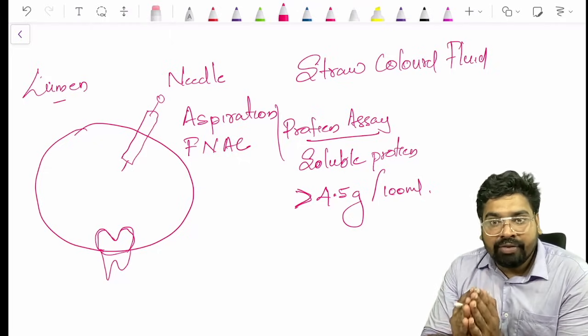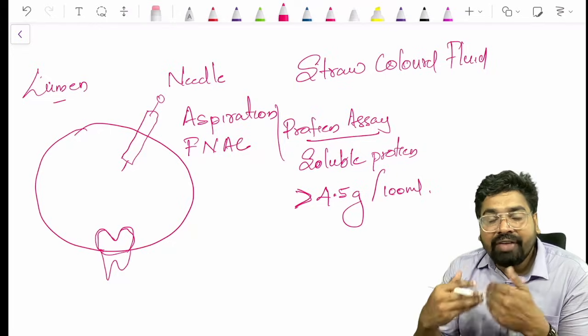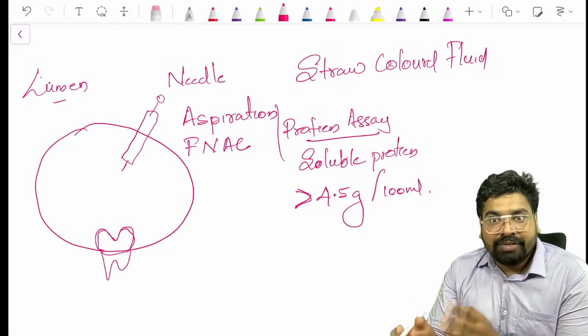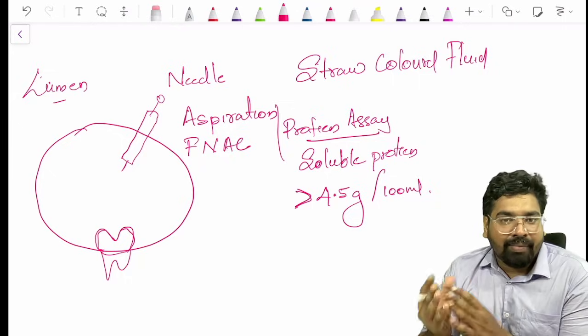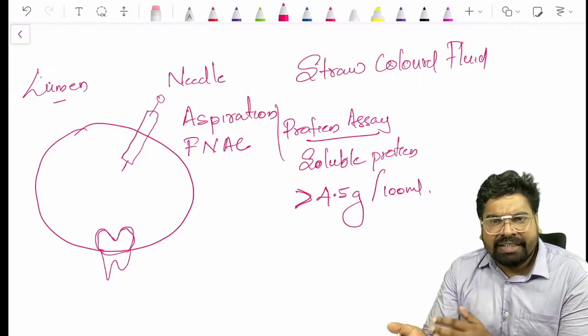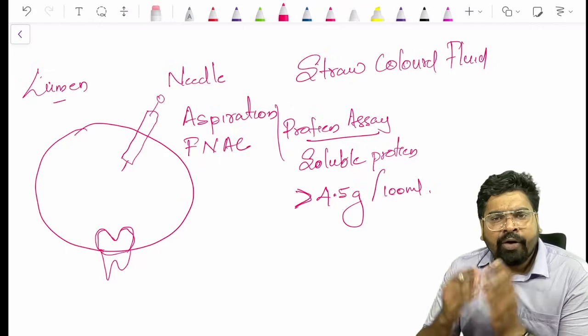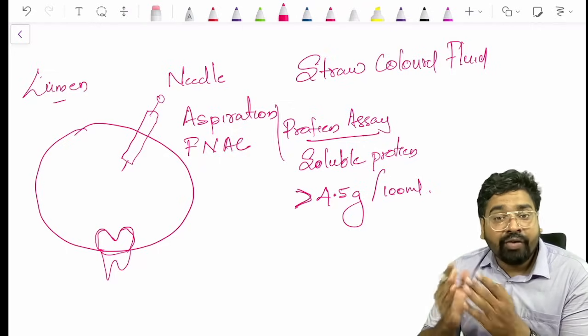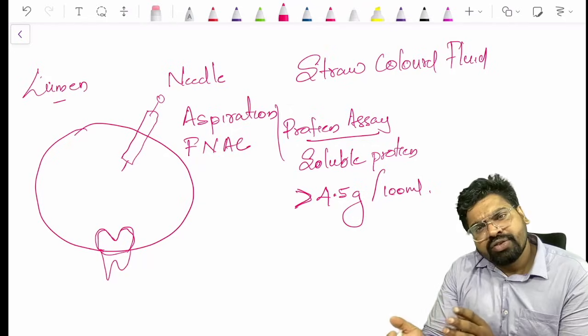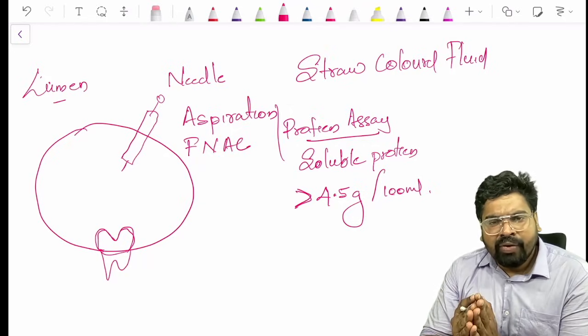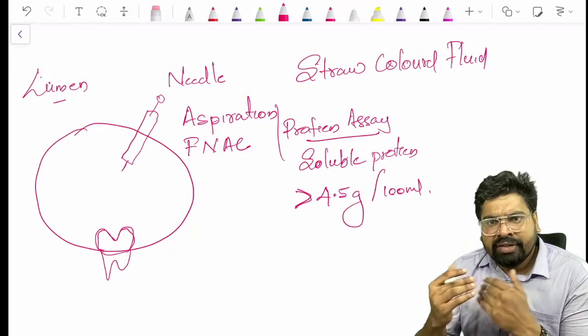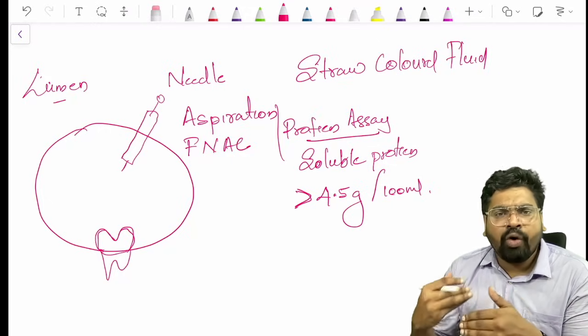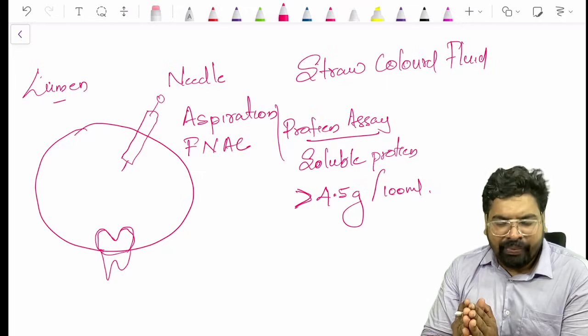So these values are very important because they will give you a clinical clue. A patient presents with a swelling in the mandibular molar region, there is an impacted 3.8 or 4.8. On fine needle aspiration, straw colored fluid was aspirated. Protein assay shows more than 4.5 grams. So, diagnosis. This is how every point is important for your diagnosis, right?